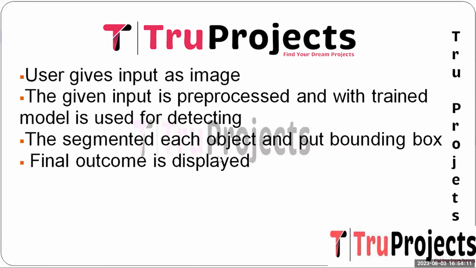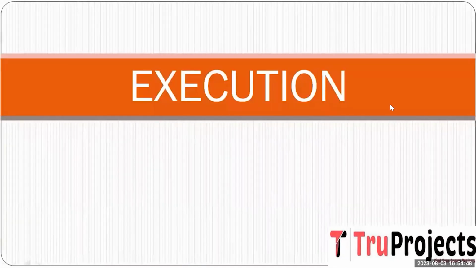The next step is to segment each object and put the bounding box. Detected objects, namely humans and faces, are segmented and bounding boxes are placed around them, facilitating clear visualization of the identified entities. And the next one is the final outcome is displayed. The model's outcome, including the detected humans and faces with the bounding boxes, is displayed to the user through the Flask interface, contributing to informed decision making and enhancing the human and face detection capability in diverse scenarios. And now the execution of the project.